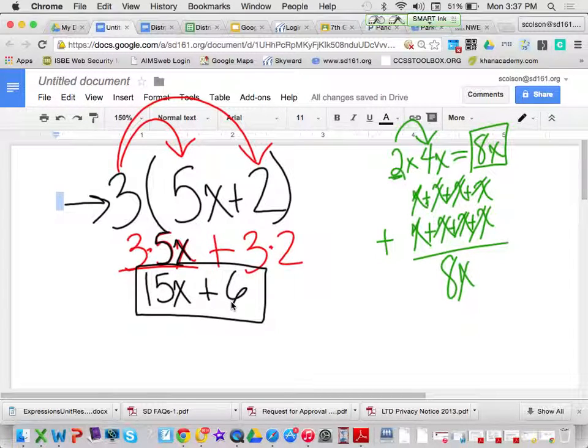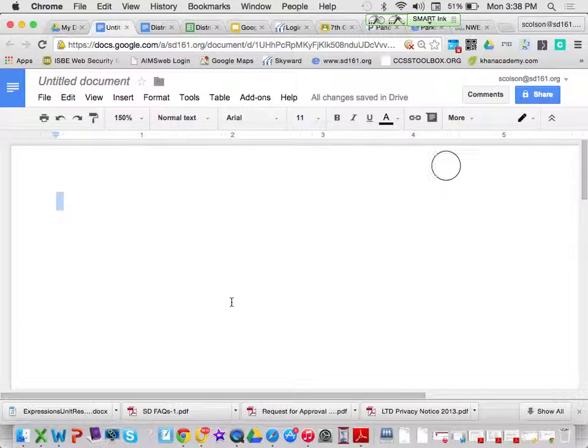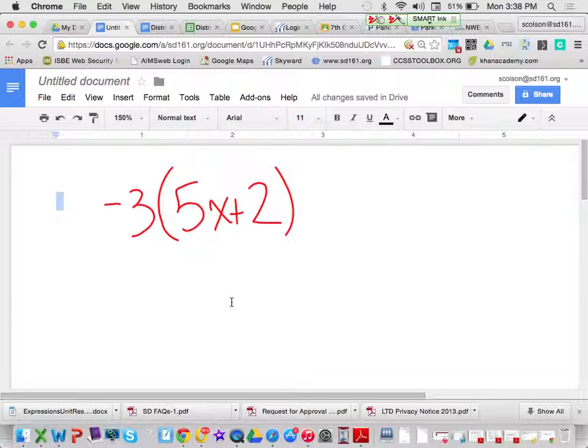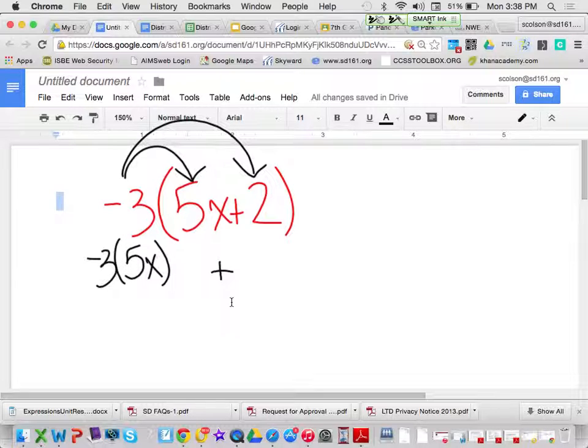All right, so let's try one more problem. This is about as difficult as we're going to get on anything tonight. And that is going to be negative 3 parentheses 5x plus 2. We're going to go through these exact same steps. Negative 3 times the first term, use your sign. Negative 3 times the second term. So, negative 3 times 5x plus negative 3 times 2.